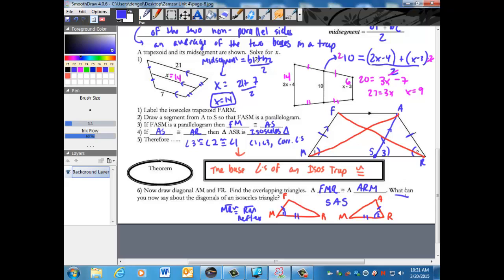Alright, well next they're asking us a very important question. It says, what can you now say about the diagonals of an isosceles trapezoid? Well, by CPCTC, since these two triangles are each congruent, I can put 3 marks on FR and 3 marks on AM. And when I look at this shape, I notice that FR was my first diagonal and AM was my second diagonal. So what we are now allowed to say is that the diagonals of an isosceles trapezoid are each the same. They're each congruent.